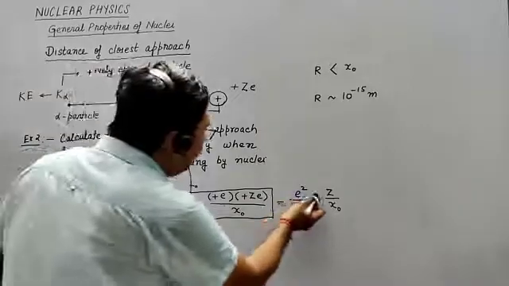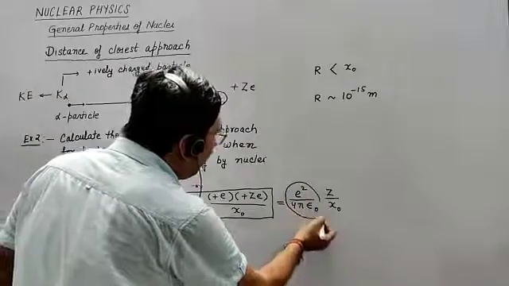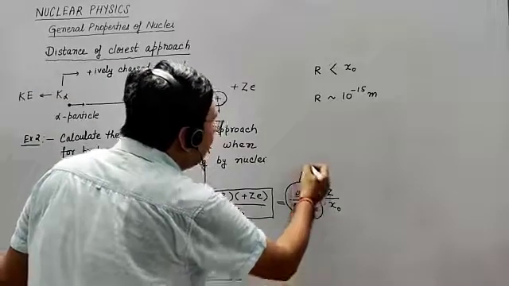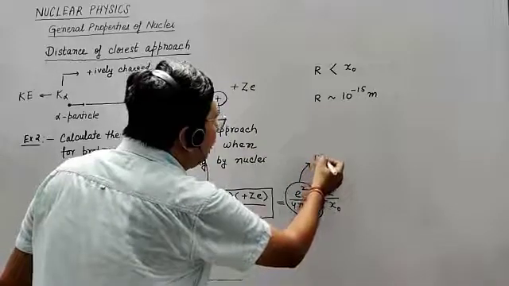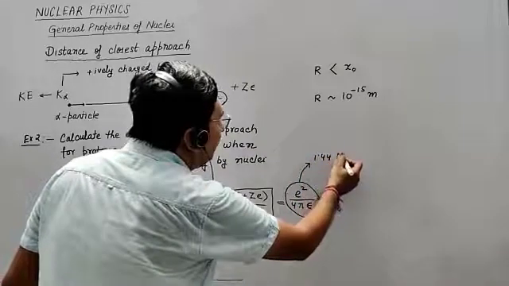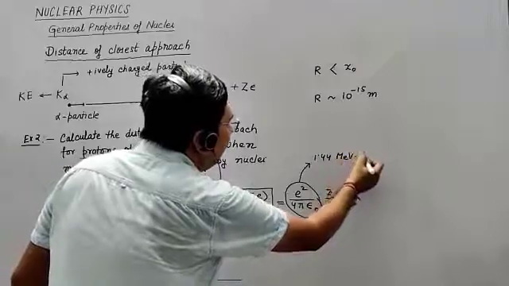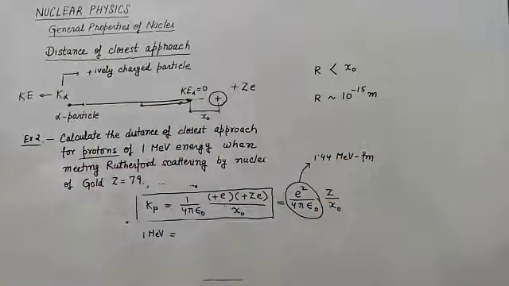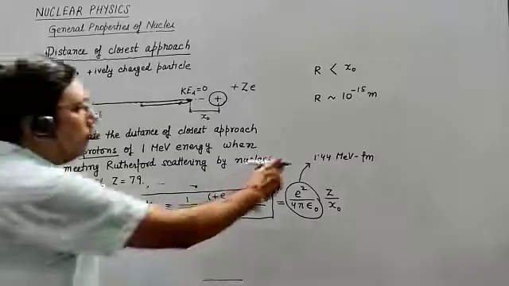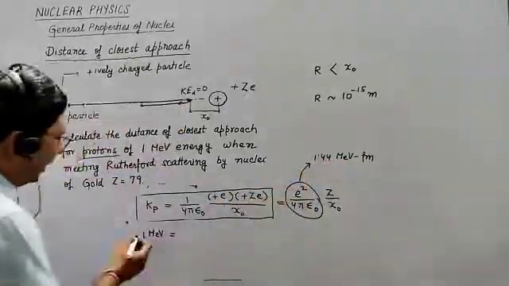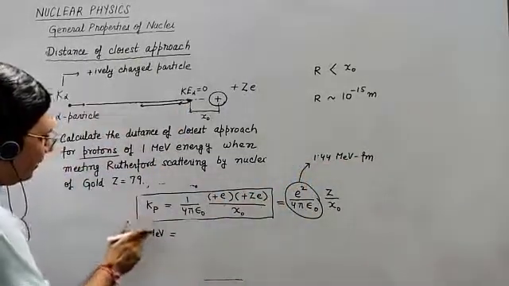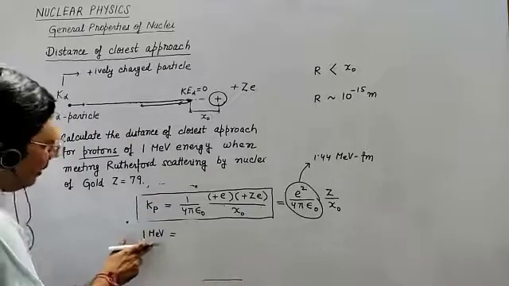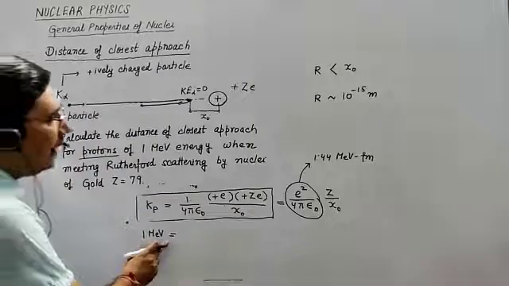Because the value of this constant, E square upon 4 pi epsilon naught, is equal to 1.44 MeV Fermi. This is the standard value you can remember. That value of this constant term E square upon 4 pi epsilon naught is equal to 1.44 MeV Fermi. So what is the advantage here? This kinetic energy is given as 1 MeV, so the left hand side is in MeV.